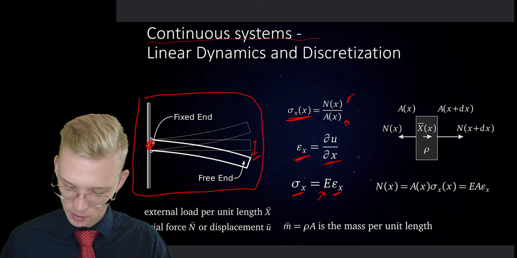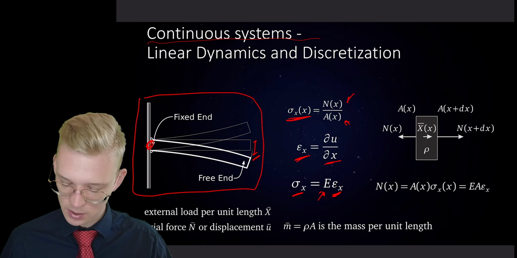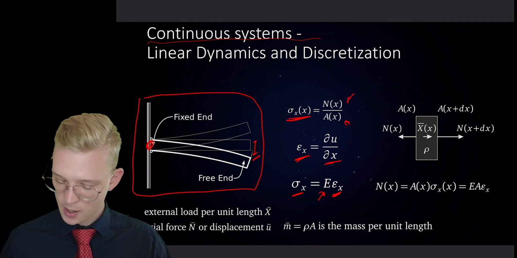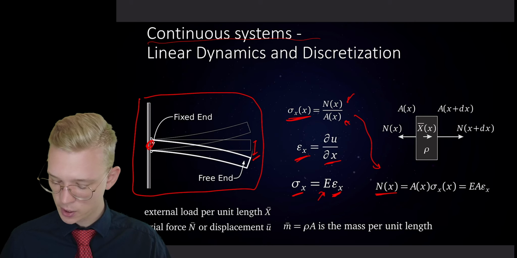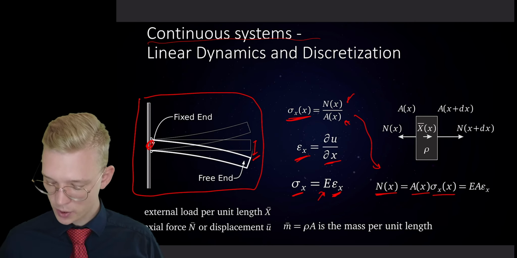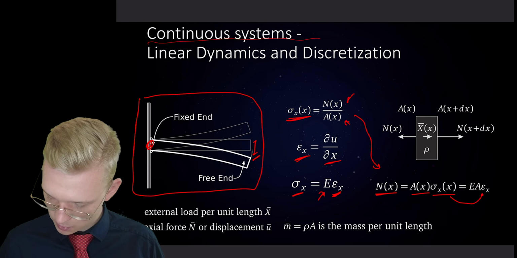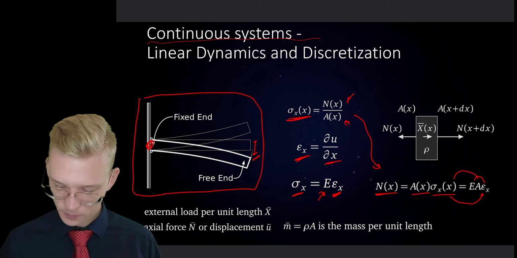The strain and the stresses are related by the Young's modulus. So sigma is equal to our Young's modulus E times our strain. And the normal force is our area times our stresses, which again can be related to the Young's modulus and the strains.